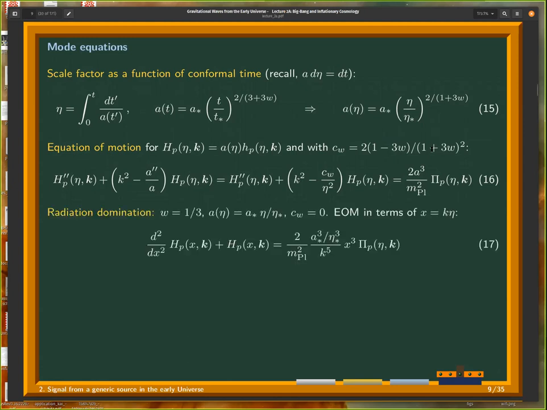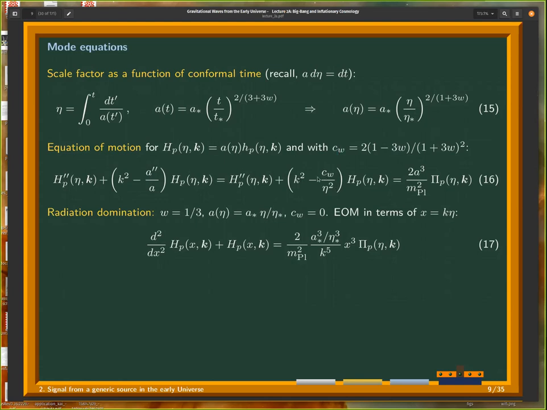So let's be very explicit. I mean, this is almost trivial. Let's just evaluate this for different types of equation of state. During radiation domination, the perfect fluid that drives the expansion of the universe is radiation, and the equation of state parameter is 1/3. So in that case, you can see it here, my scale factor is just linear in conformal time, just proportional to eta. If I take the second derivative of eta, it just vanishes. So this piece here drops in the equation of motion. I can also see it here. If I take my coefficient C and plug in W equals 1/3, C goes to 0. So I just get rid of this term.